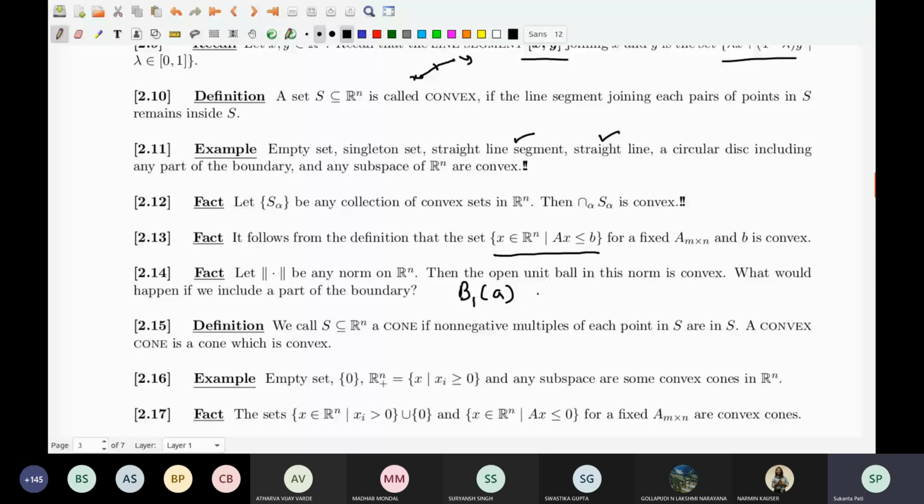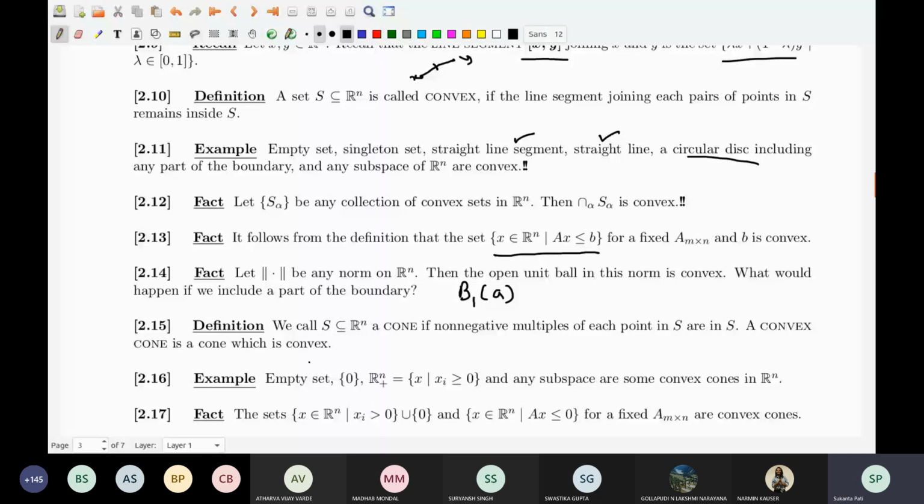So they are always convex. But what would happen if I include part of the boundary? You think a little bit. Be careful. In some cases, for example, I said about the circular disk, if you include any part of the boundary, it is fine. But if you draw a few more open unit balls, you will see. Okay, so that's about the definition of a convex set.